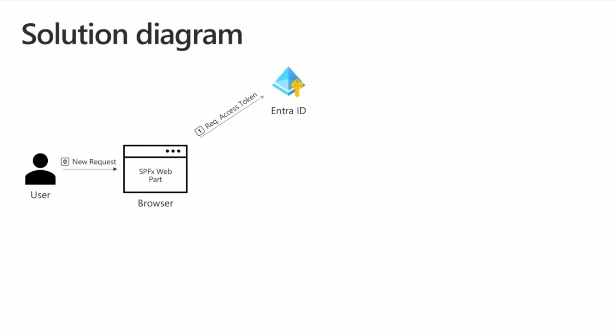Well, in this solution, first of all, through the SharePoint Framework out-of-the-box capabilities, we rely on Entra ID to request an access token for the current user to consume an external API that we host as an Azure function. Then we invoke the API providing the access token.